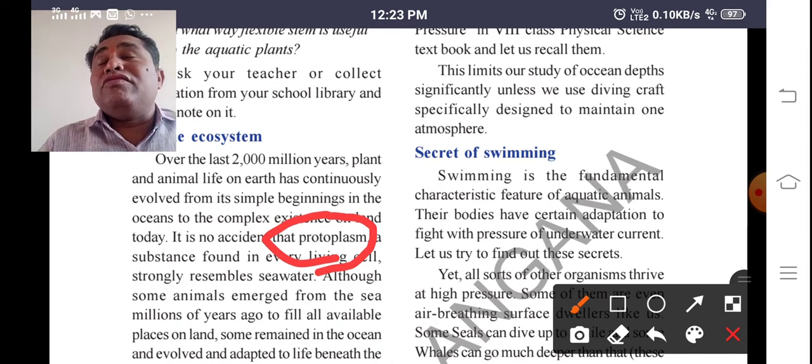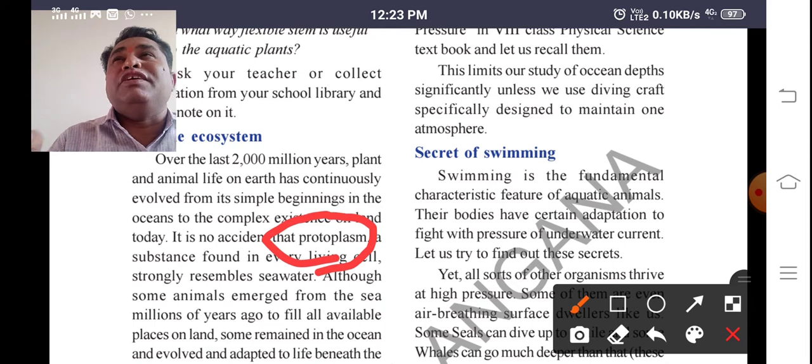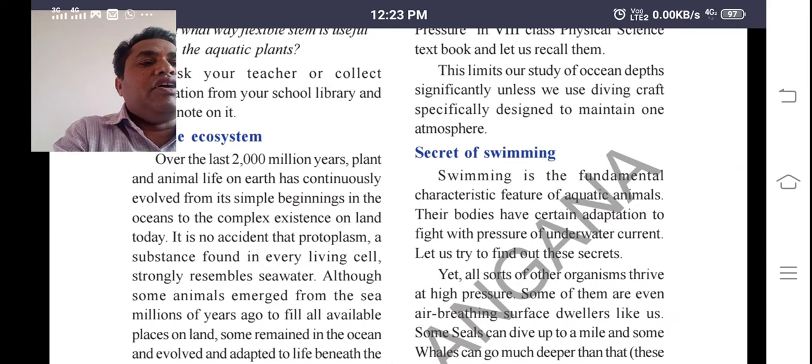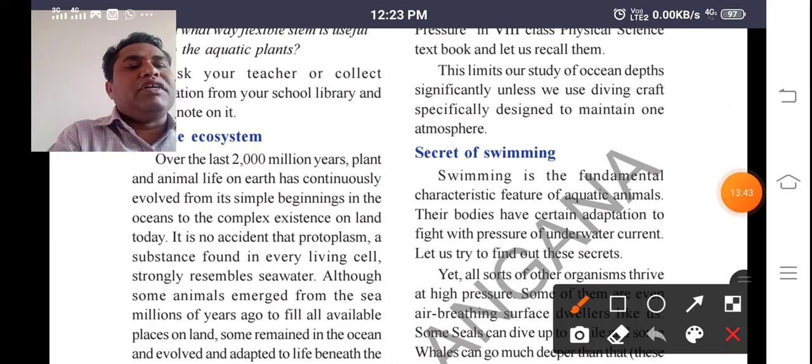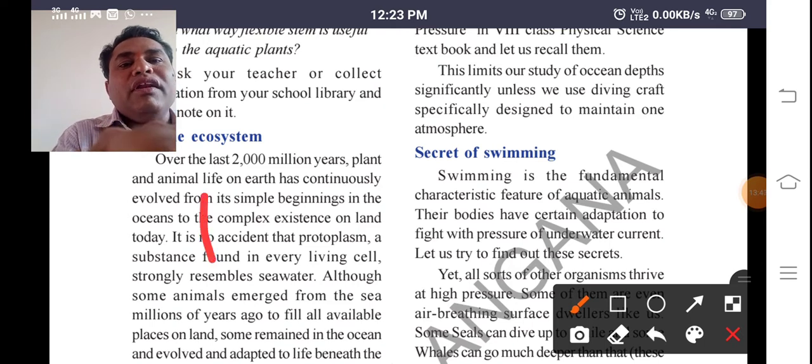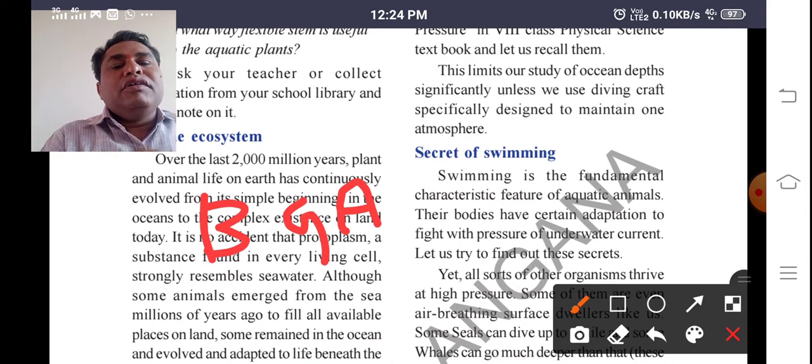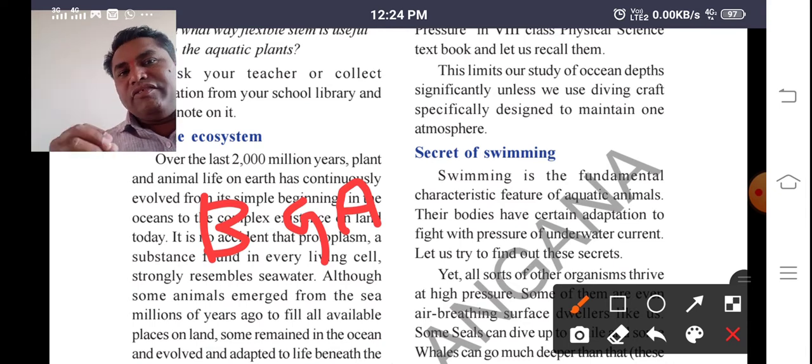There is a question: give an example of which organisms were formed first in this universe. Blue green algae. For this question you have to keep in your mind which organisms were formed first in this universe, blue green algae, BGA. You have to keep in mind which organisms were formed in this universe: blue green algae, nothing but cyanobacteria.